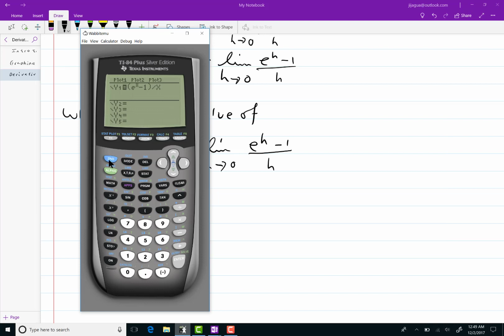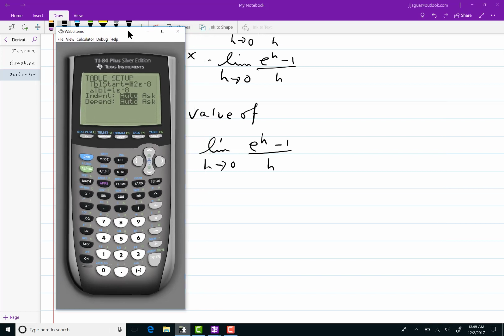Alright, so let's do this. Let me go to the table settings. It's obvious that if you plug in h equals 0, you have e to the 0 minus 1 over 0. So it's a limit of the form 0 over 0. That doesn't help us at all. So I'll start us off at 0, and then I'll start looking at small numbers around 0 to see if I can determine it. Now obviously you're going to get an error at 0, but look at the numbers around it like we did in earlier examples.